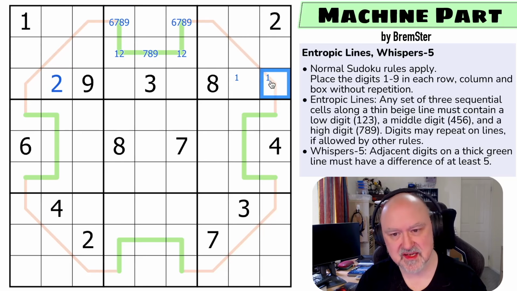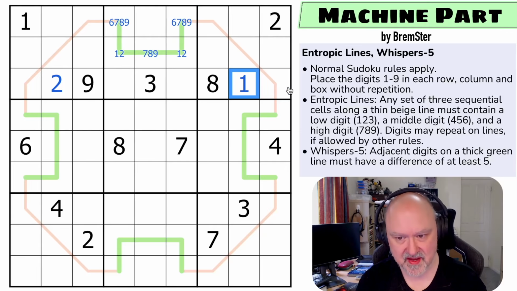And this digit is the same entropy as that. Remember the coloring I did? These two are shared, so those two have to be the same. If this was a 1, that would have to be a 1, 2, or 3, and it's not. So that's not the 1, that's the 1.